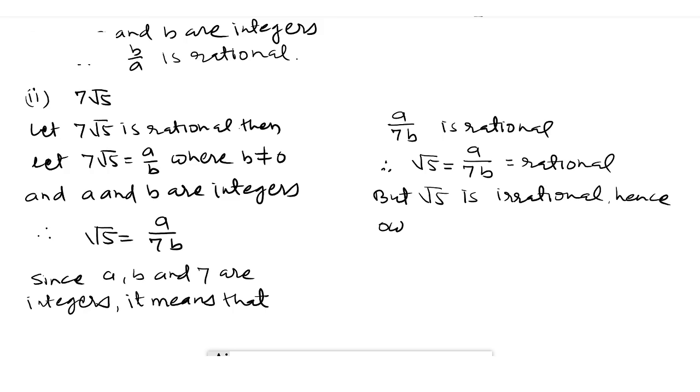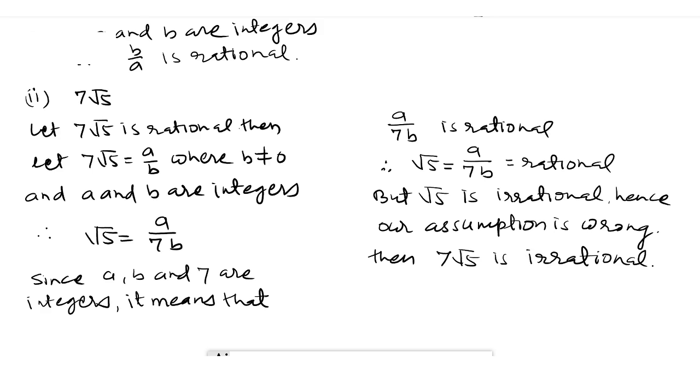Hence our assumption is wrong. And what we had assumed? We had assumed that 7 root 5 is rational. And if our assumption is wrong, then 7 root 5 is irrational. This we have proved by method of contradiction. We have also proved that the product of rational number other than 0 with irrational number is also irrational.